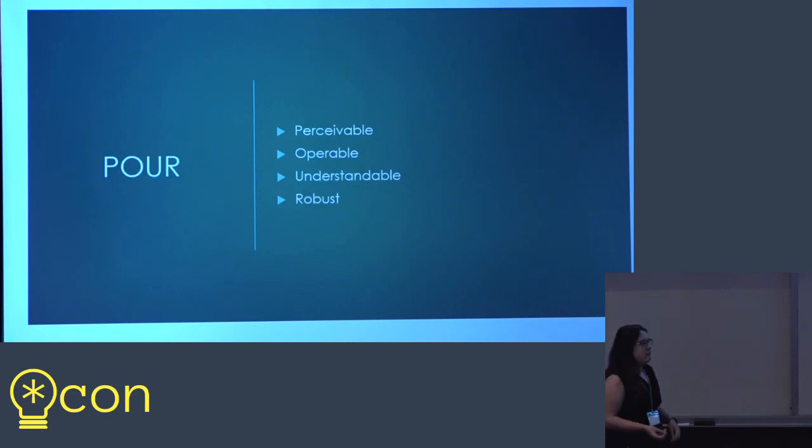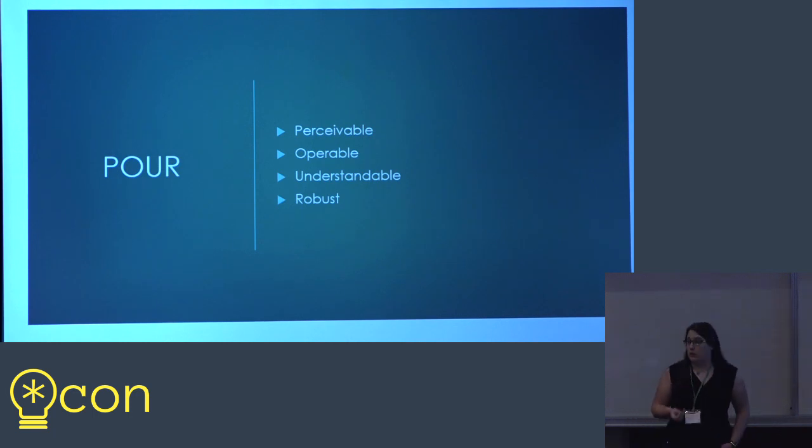But when we get into WCAG, we can separate things into one of 4 categories: perceivable, operable, understandable, and robust. And all this together, for short, is POUR. And I'm going to go to an example of every one of these. And so the first one is perceivable.